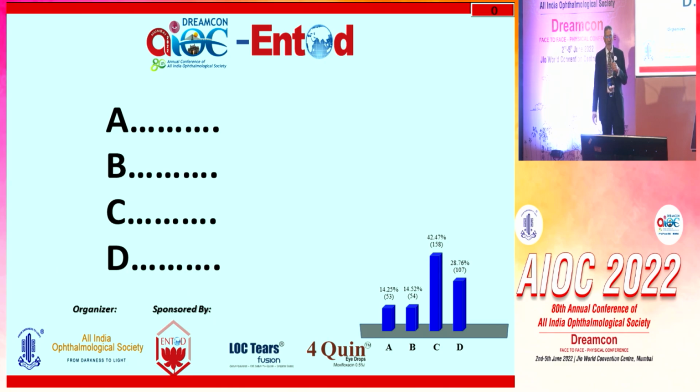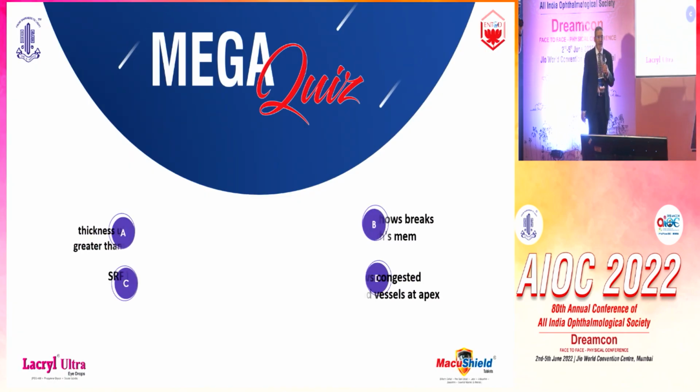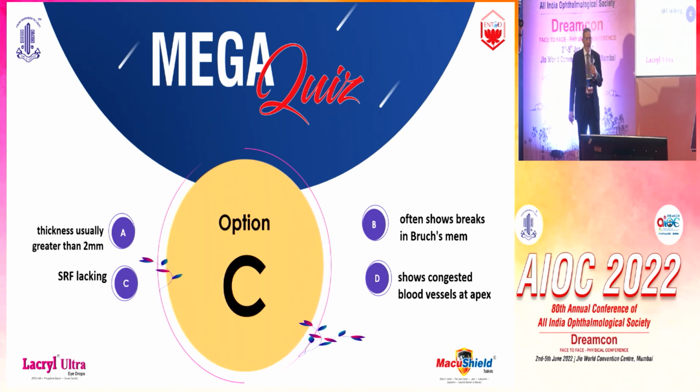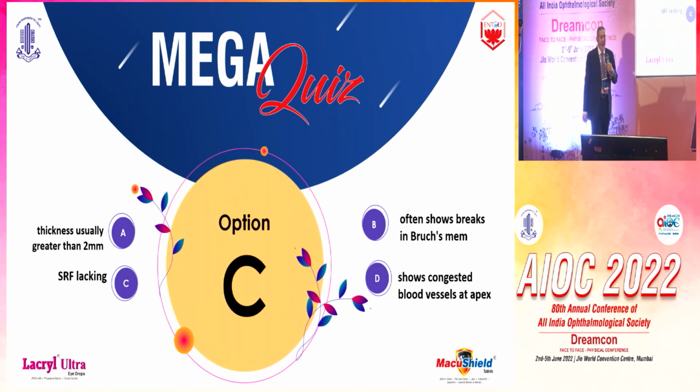Again, many of you went for C and D, and the correct answer, which is false, is C. SRF is lacking. Okay, with so much tumor, some fluid will get in somewhere, won't it? Next.